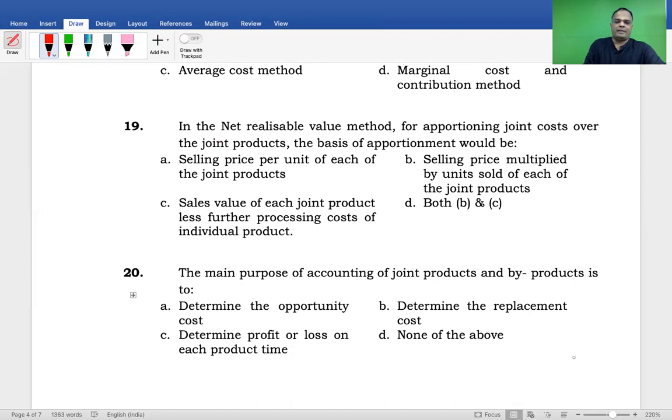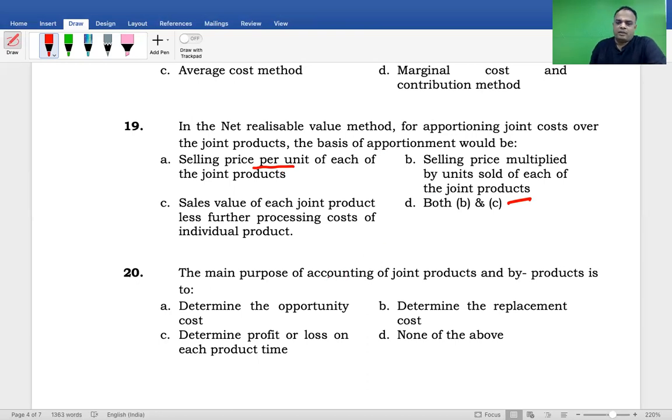Net realizable value method for apportionment of joint cost over the joint product. The basis of apportionment is selling price per unit of each of the joint products, selling price multiplied by units sold, or the sales value of each of the joint products less further processing cost of the individual product. Both B and C. First one is not correct. Selling price per unit, you won't apportion at all. Understood the logic or not? Therefore, B and C is the correct answer.